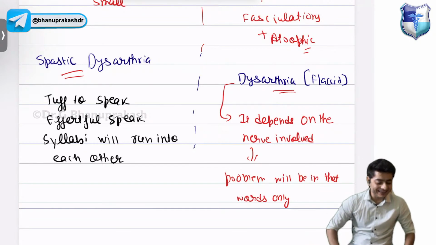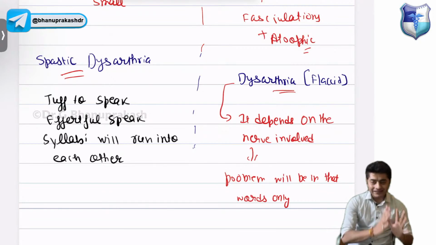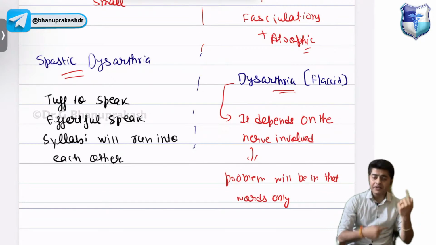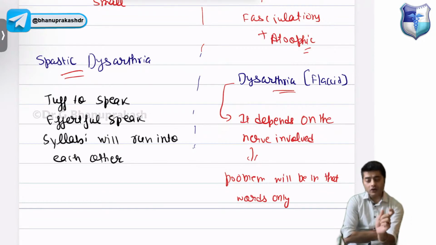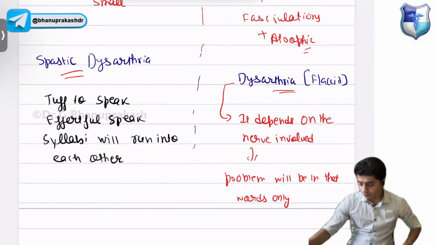No, it's not like singing. Got this? Flaccid dysarthria will depend on the nerves. If nerves are involved, only the particular syllables that the nerve supplies will be affected, like B, P if it is the 7th, ka, kha, ga if it is the soft palate. But in spastic, it will be tough to speak. All the syllables coming out will collide with each other because it is effortful speech. Okay?